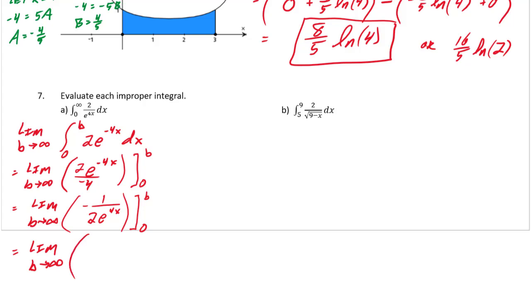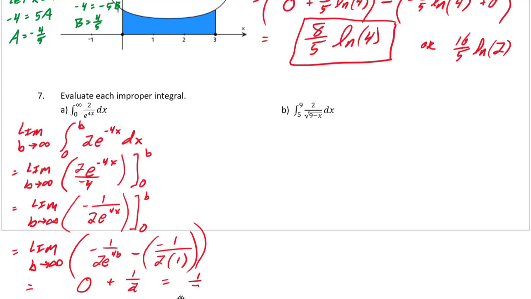So it looks like the first term would be negative 1 over 2 e to the 4b. Then I'd have minus negative 1 over 2 e to the 0, and e to the 0 is just a 1. Let's close off all my parentheses appropriately, and now I can say that the infinity on the first one is going to make that turn into 0, minus a negative switches to addition, and then 2 times 1 on the bottom would just stay at 2, which gives me 1/2 as my final answer.